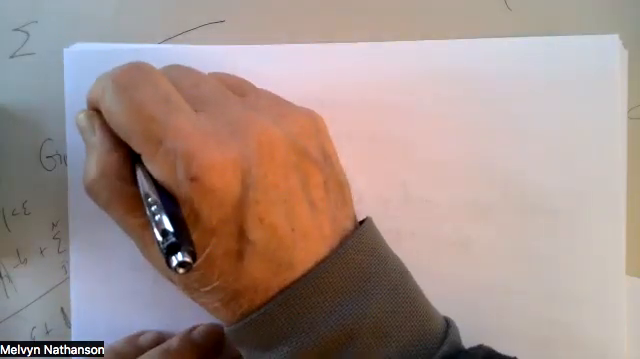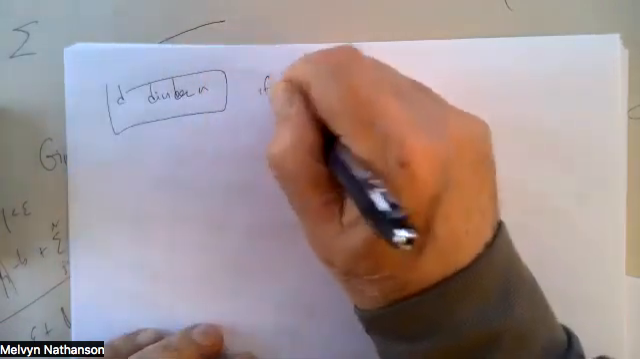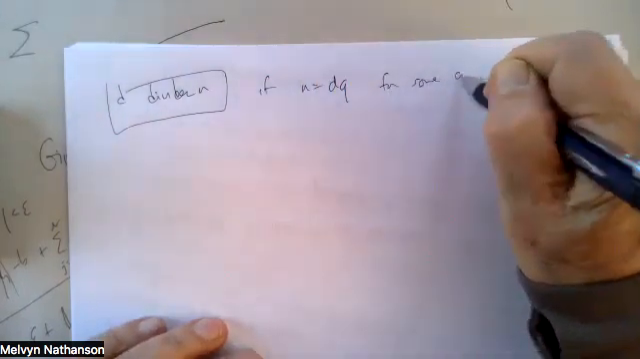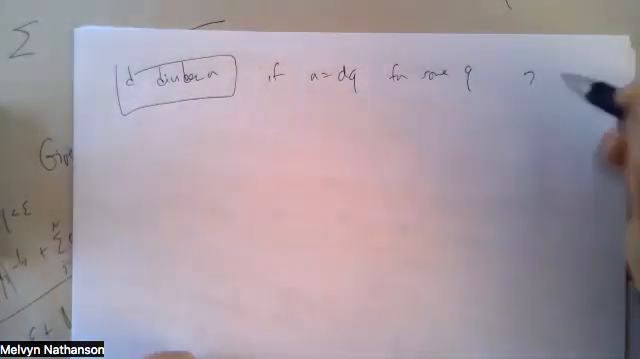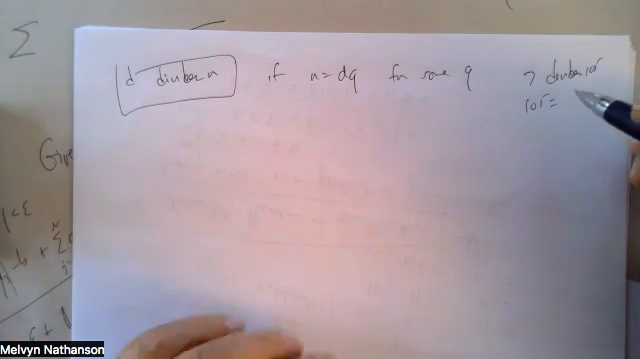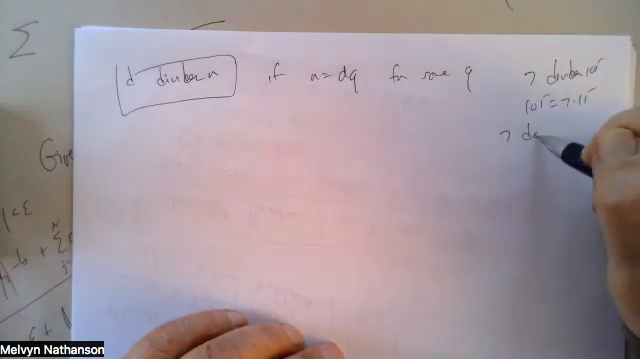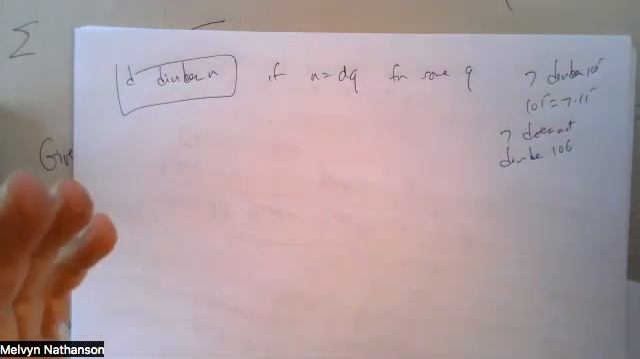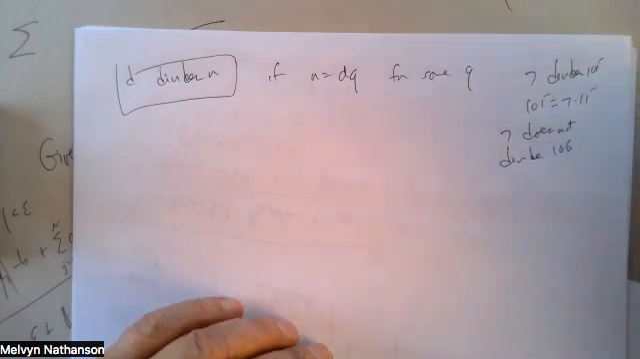We say that d divides n if n is a multiple of d. n is dq for some q. Everything is an integer. So 7 divides 105 because 105 is 7 times 15. 7 does not divide 106. Right? There's no way you can write 106 as 7 times some integer.